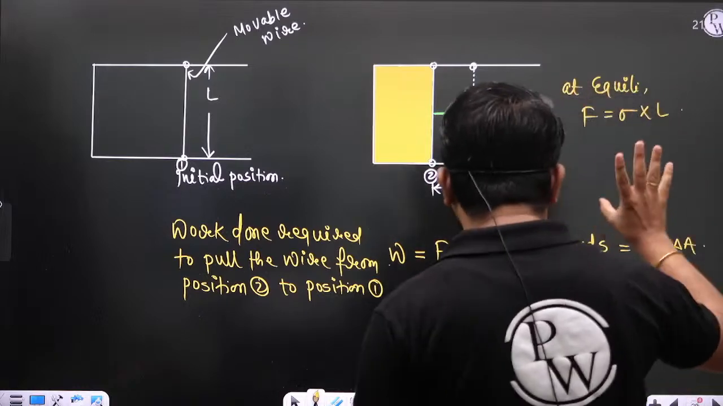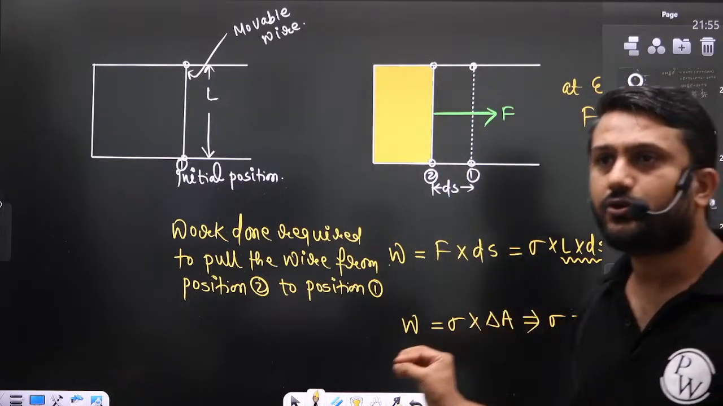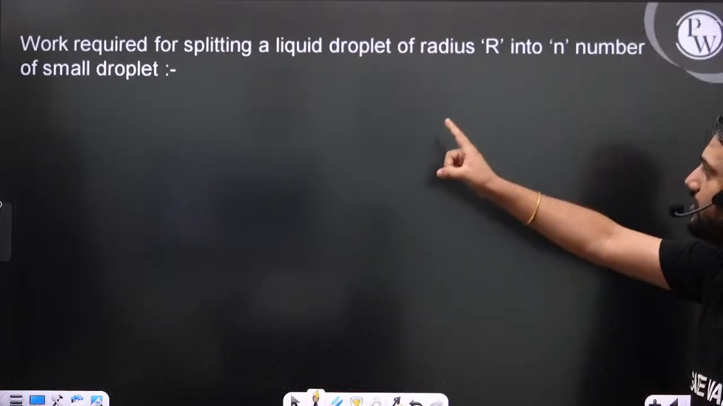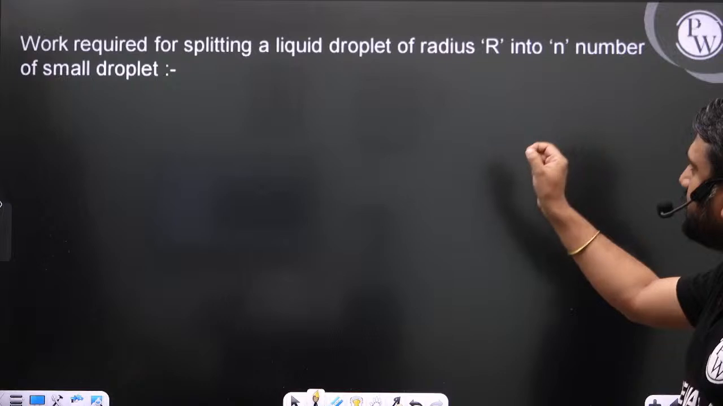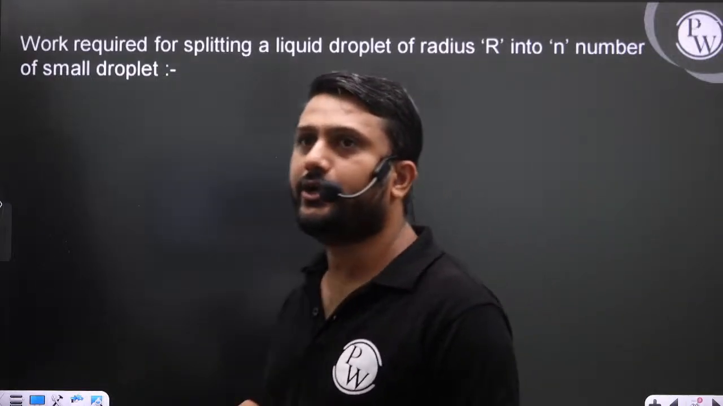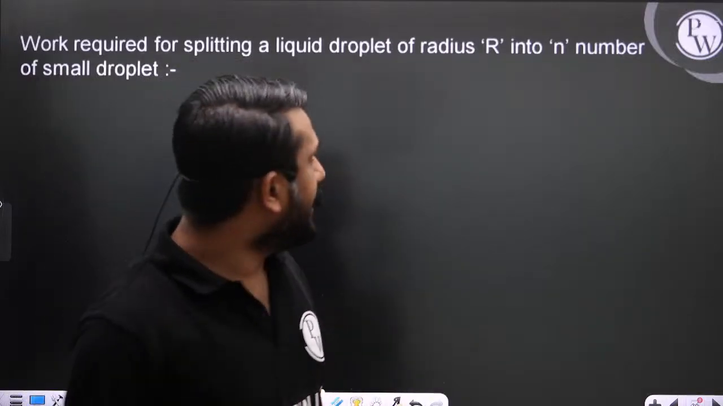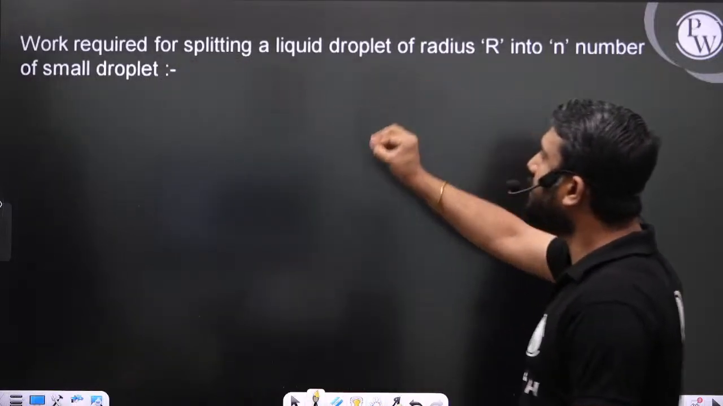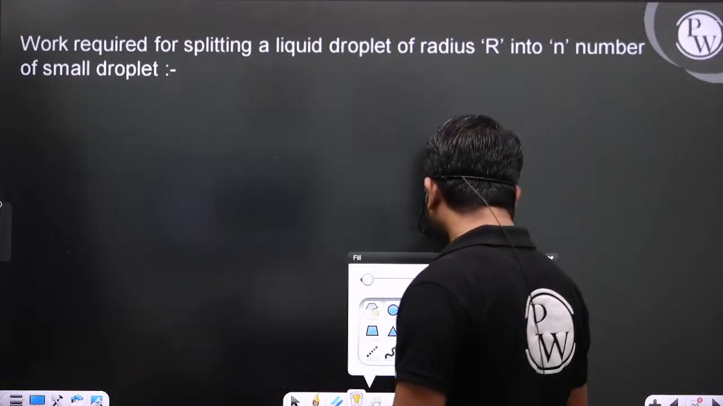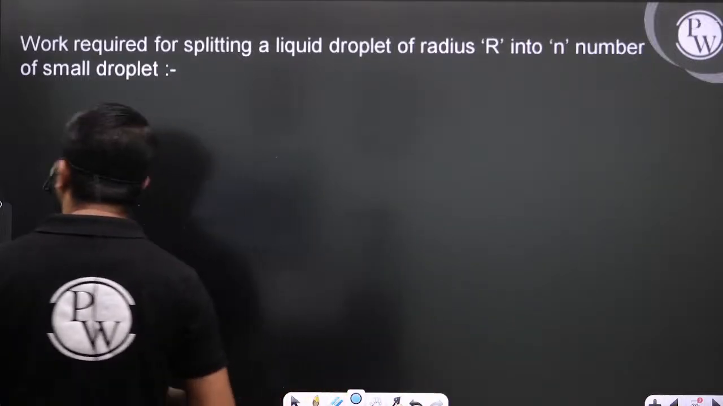If it is okay, then can we find out the work required for splitting a liquid droplet of radius capital R into n number of small droplets? Can you calculate the work required for splitting a liquid droplet of radius capital R into small n number of droplets?